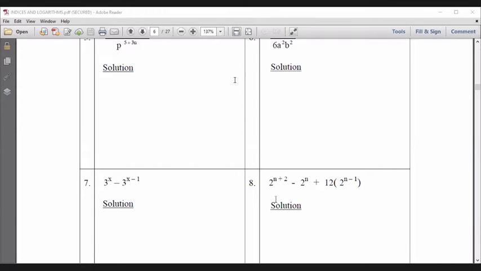We did lots of indices. Is that true? Yeah. What is 8 power m times 8 power n? If the base is the same, then we only add the indices.